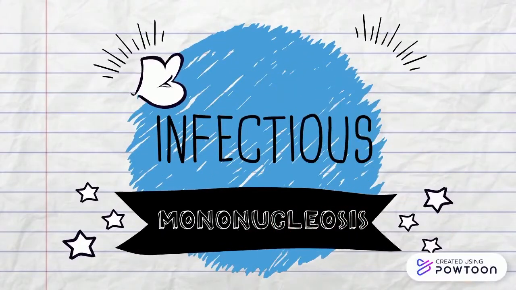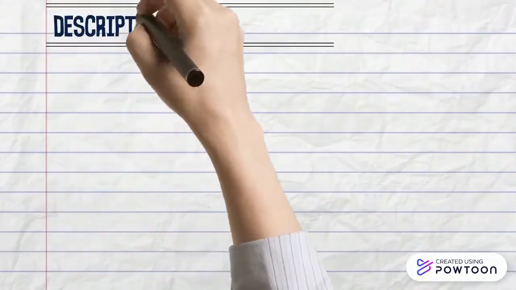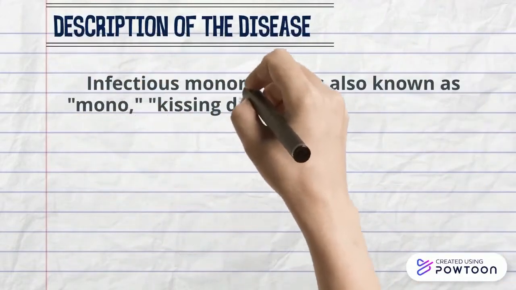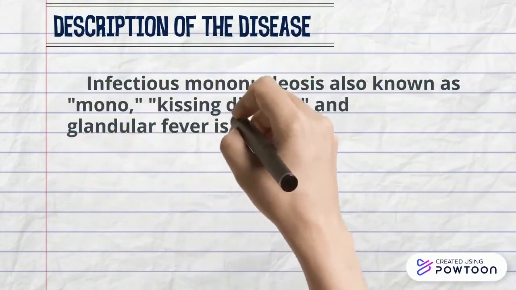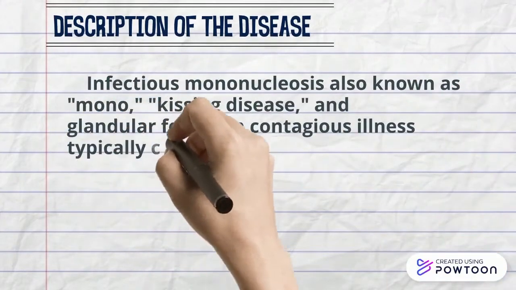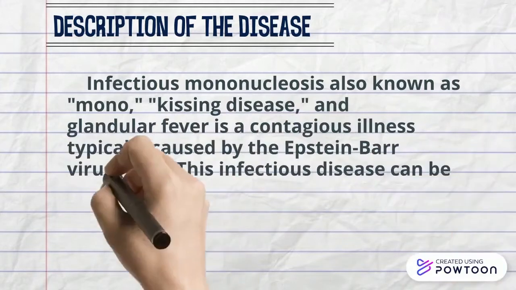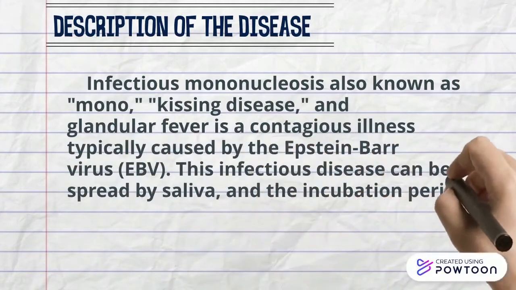Infectious mononucleosis. Description of the disease. Infectious mononucleosis, also known as mono, kissing disease and glandular fever, is a contagious illness typically caused by the Epstein-Barr virus. This infectious disease can be spread by saliva and the incubation period is 4 to 8 weeks.